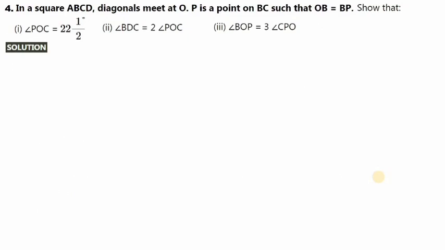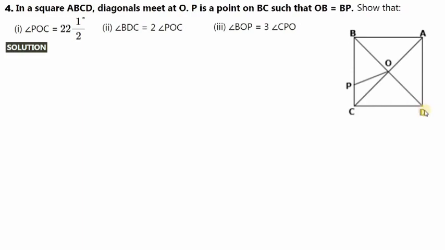Let's move to the last question for the day. Question number 4 says, in a square ABCD, diagonals meet at point O. Let me draw the diagram. So ABCD is a square, as you can clearly see, and the diagonals meet at point O.